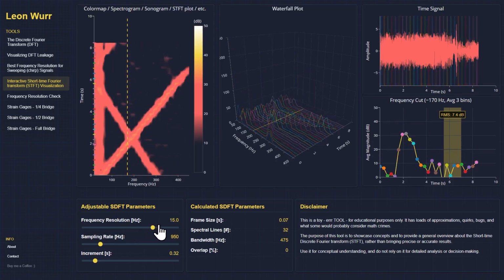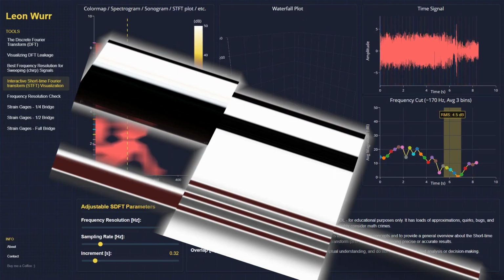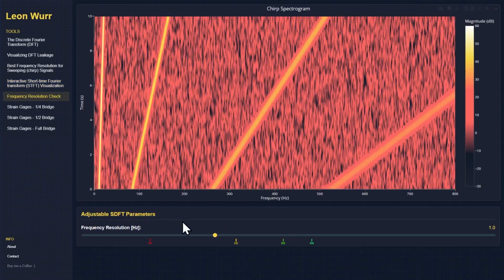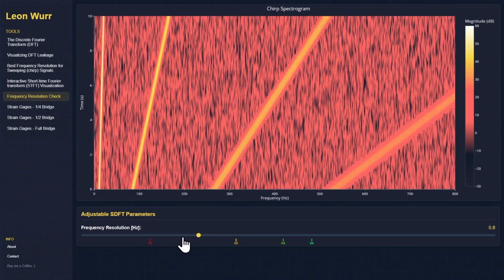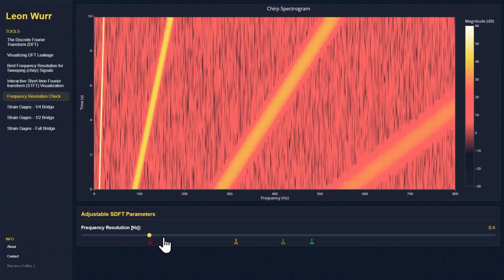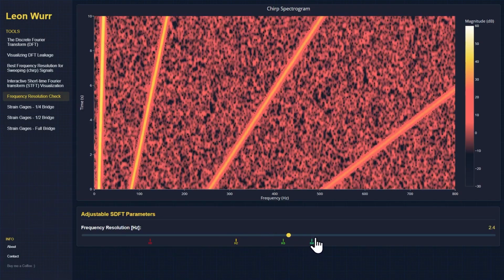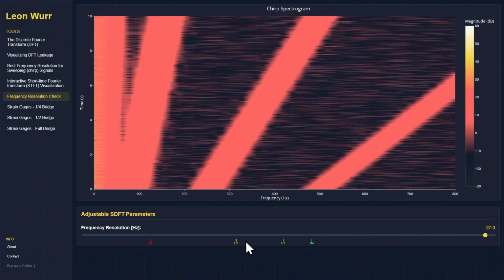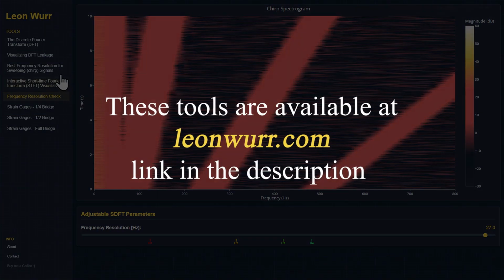I don't care about integrals. I don't care about negative frequencies or any of that imaginary nonsense. I'm here to talk about real signals, the kind you pick up from a microphone or an accelerometer, physical stuff, vibration, sound, movement, things you might want to analyze with an FFT or spectral analysis or whatever you want to call it. So those are the tools I created, and here's how to use them.